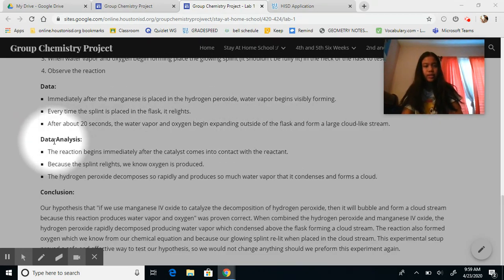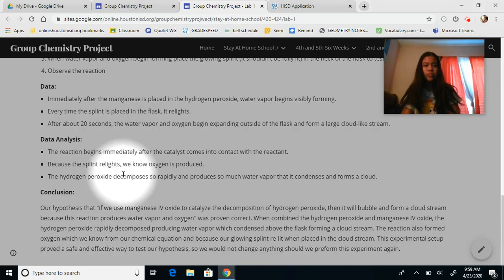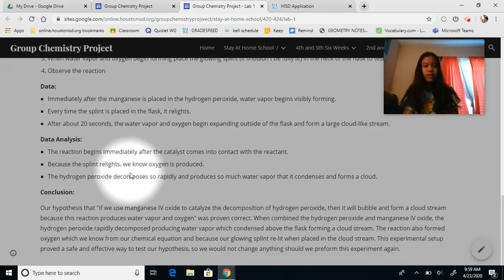Data analysis. The reaction begins immediately after the catalyst comes into contact with the reactant. Because the splint relights, we know oxygen is produced. The hydrogen peroxide decomposes so rapidly and produces so much water vapor that it continues to form into a cloud.